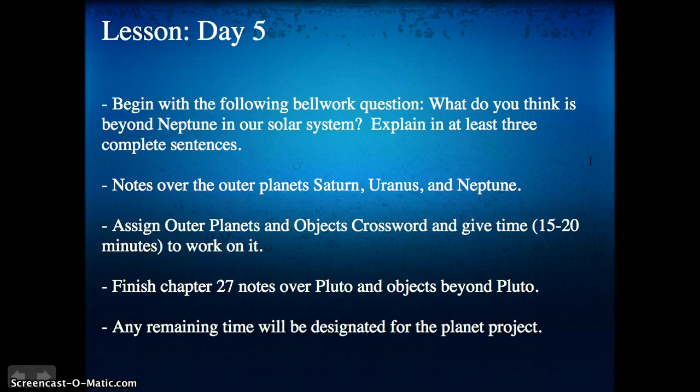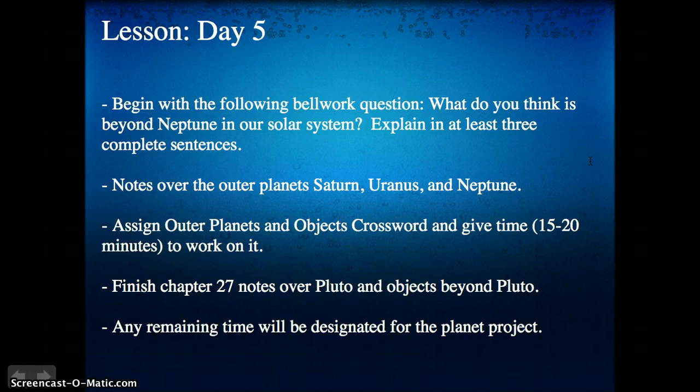Day 5 has another bellwork question that asks students to think about what's beyond the last planet, and the last planet is considered to be Neptune. Obviously Pluto, but there are other objects similar to Pluto beyond that, so they're trying to think of what else might be out there inside our solar system. And then we'll take notes over the rest of the outer planets.